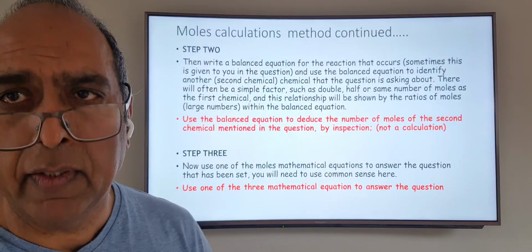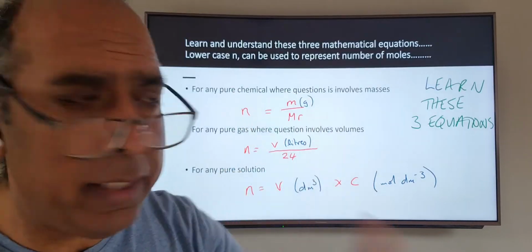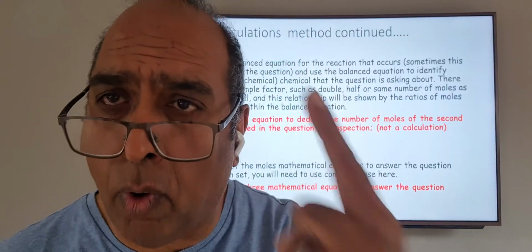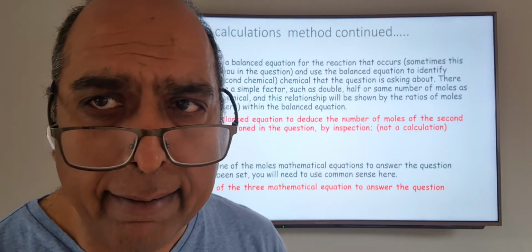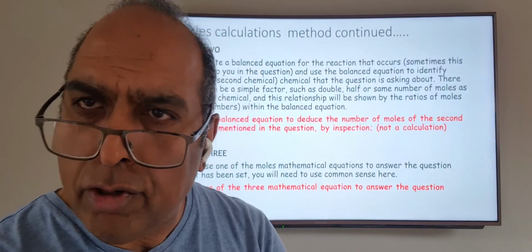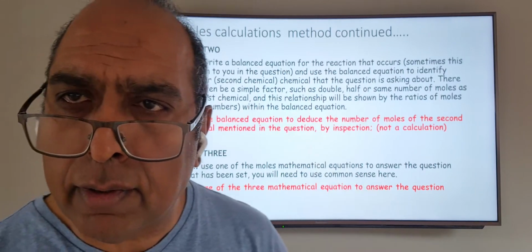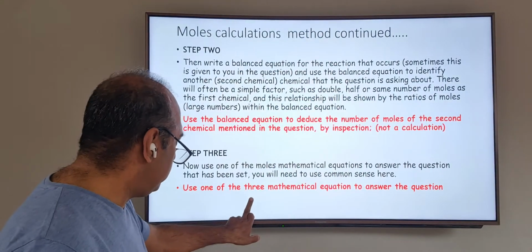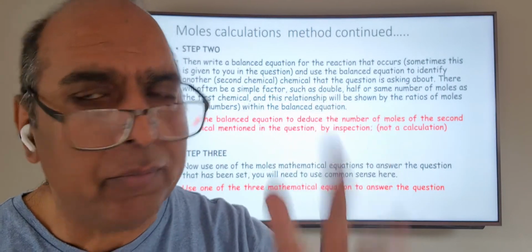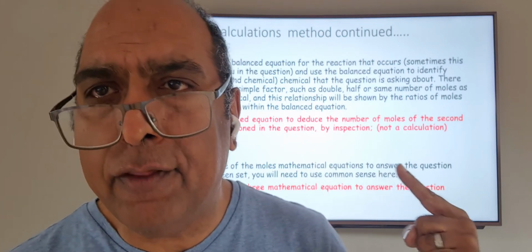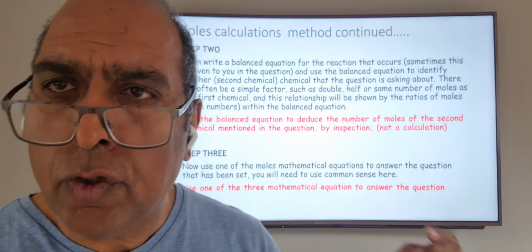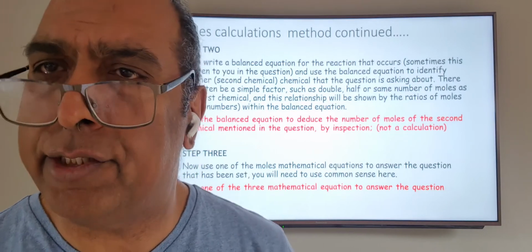Step 3 is use the 3 equations. Use one of those 3 again. So you used one of the 3 equations in step 1, and now in step 3 you use them again on the second chemical. Now the second chemical, you know more about it now. You know the ratio of how much is there from the balanced equation. And knowing more about it now, you can use the 3 mathematical equations. I know there are 3, but you only need one of them to answer the moles problem and get a final answer that you write down. So step 3 is use whichever one's appropriate and answer the question.